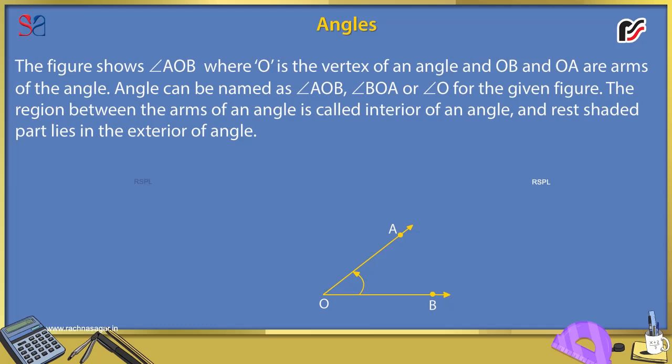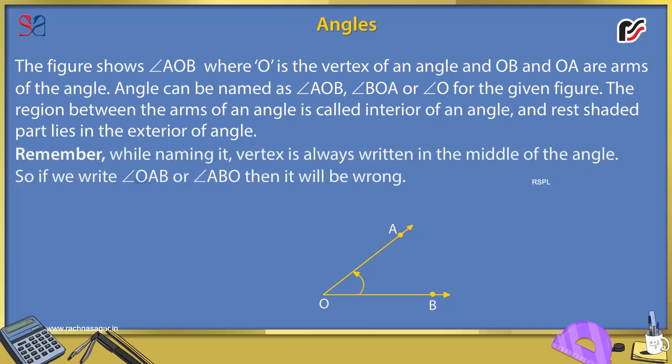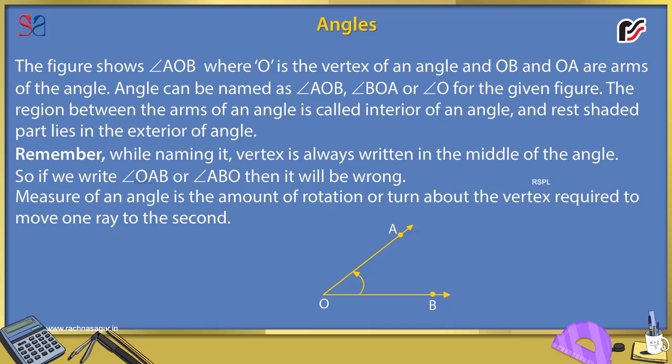For the given figure, the region between the arms of an angle is called the interior of an angle and the rest, the shaded part, lies in the exterior of the angle. Remember, while naming it, the vertex is always written in the middle of the angle. So, if we write angle OAB or angle ABO, then it will be wrong. The measure of an angle is the amount of rotation or turn about the vertex required to move one ray to the second.